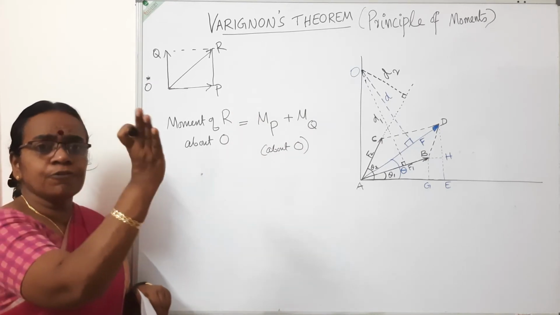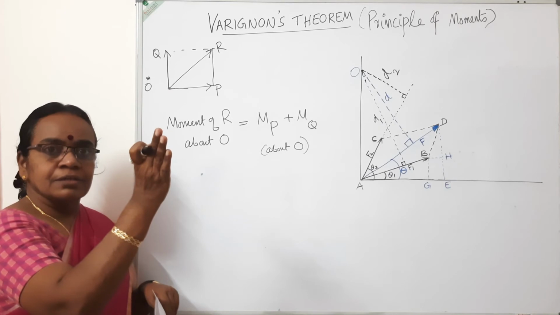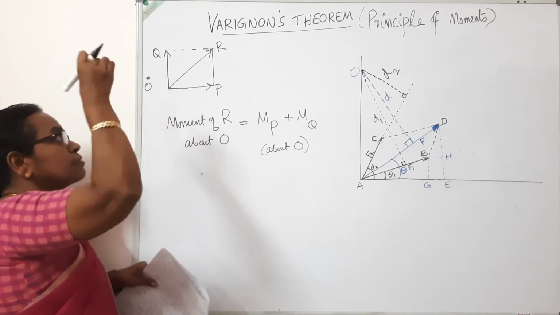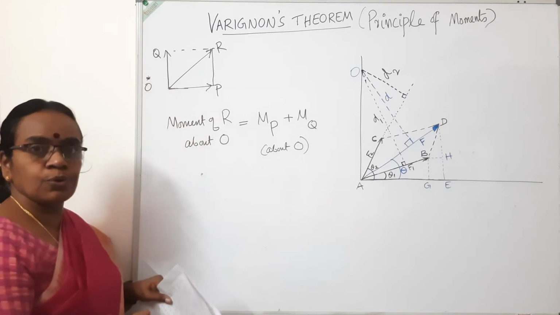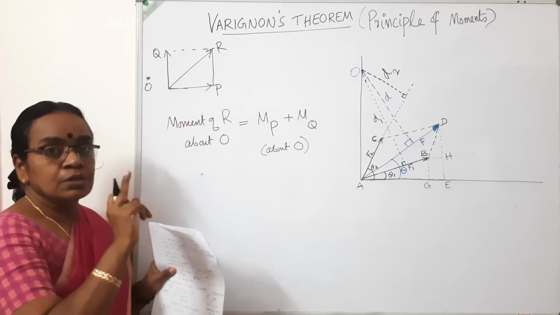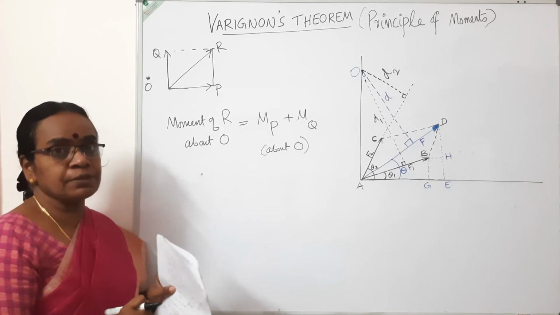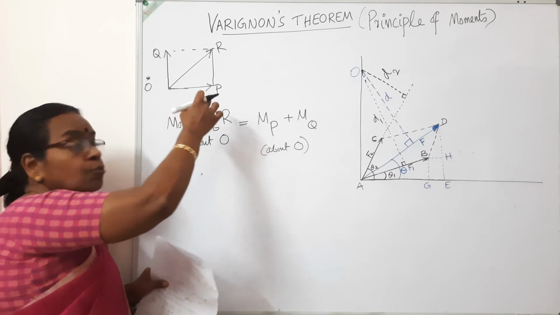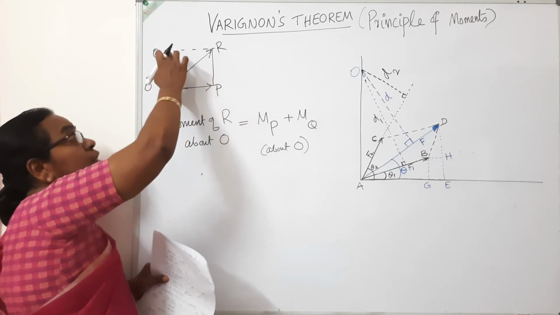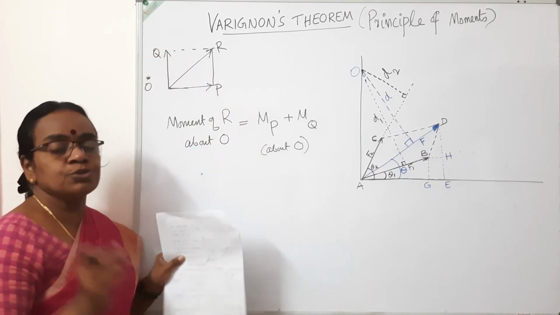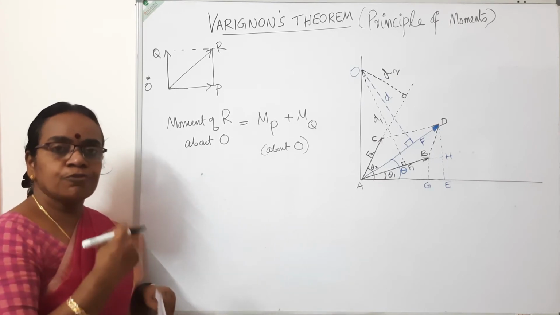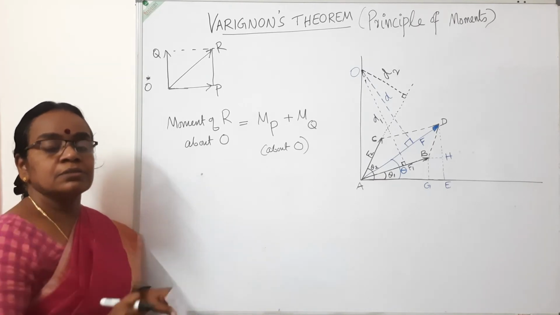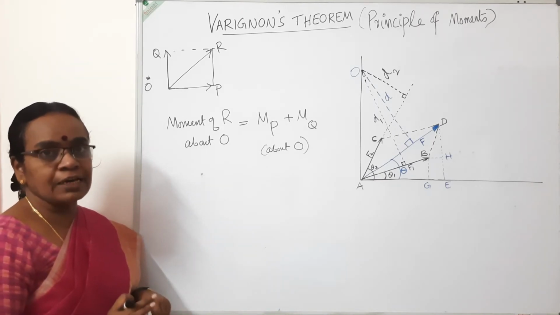That is, if there is a single force R, the moment of that single force about any axis passing through O, or about any point O, is equal to the algebraic sum. Algebraic sum means that, depending upon the location of O, the moment of P about O may be a clockwise moment, and the moment of the other force may be an anti-clockwise moment. So you take the algebraic sum of moments of the components about the moment center. So that is called Varignon's theorem.